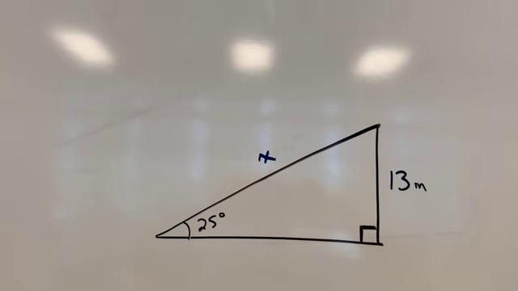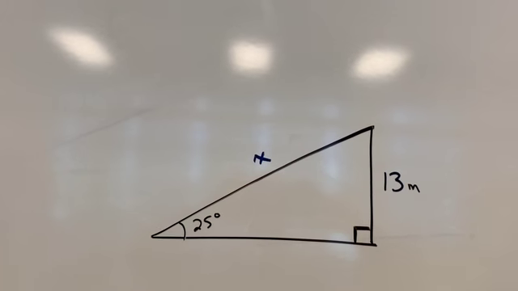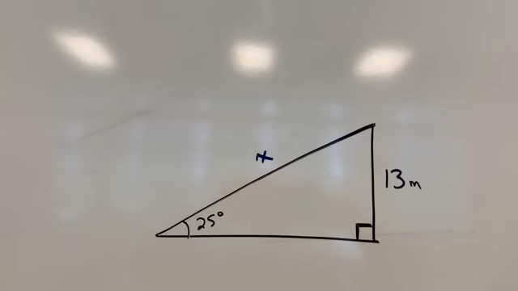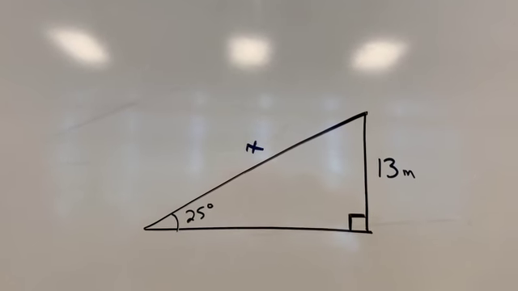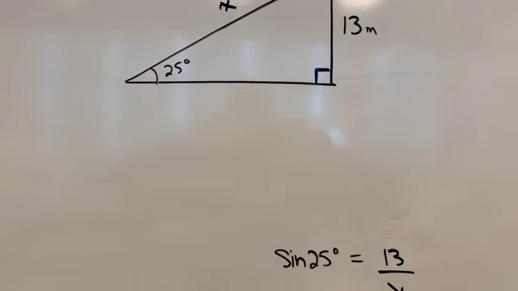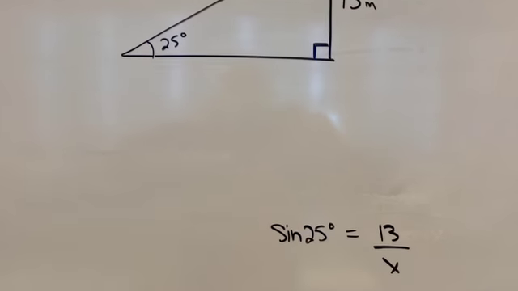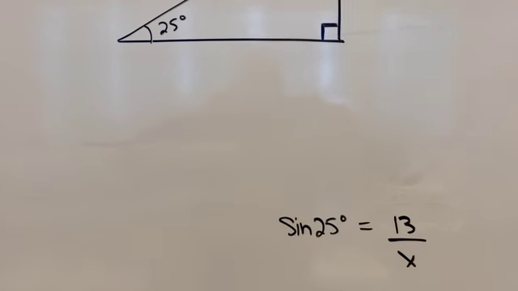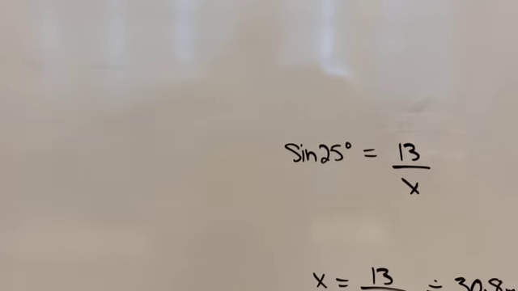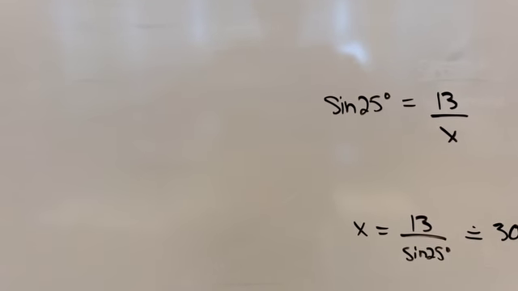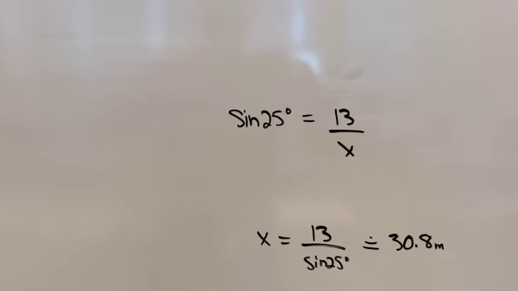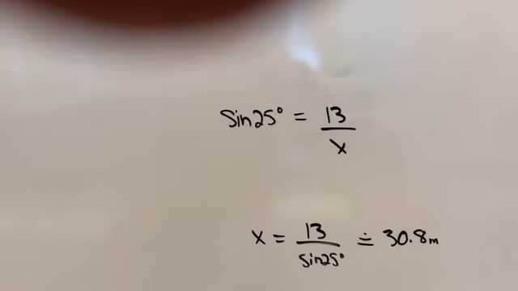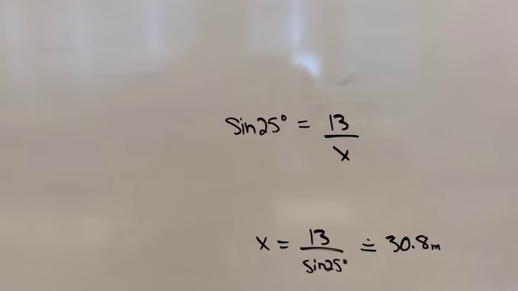So given 25 degrees, the 13 is now opposite. So this is another case of opposite and hypotenuse. So sine. Sine of 25 degrees should be 13 divided by x. And if that's true, let's multiply both sides by x and divide both sides by sine of 25. And it gives me that x should equal 13 divided by sine of 25, which is about 30.8 meters for this question. So the next lesson is all about doing that, about finding missing sides.